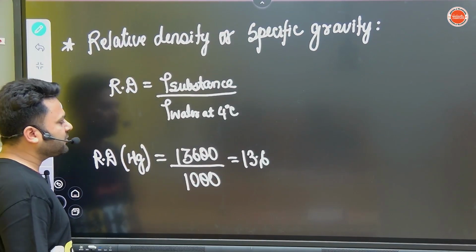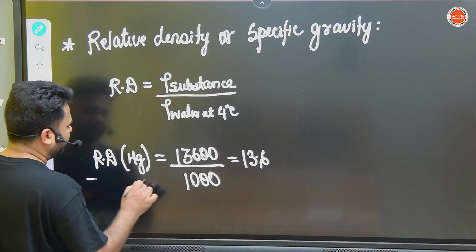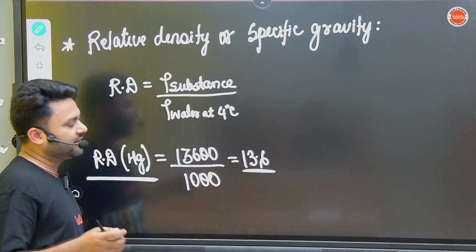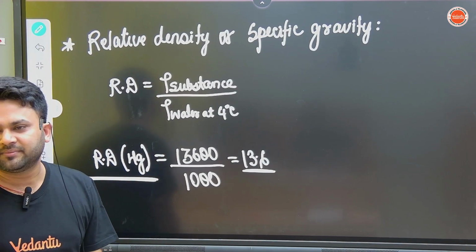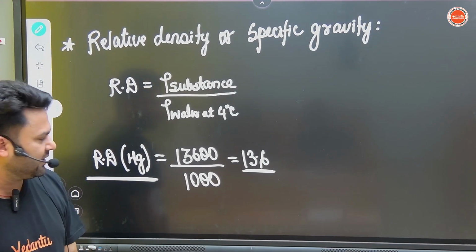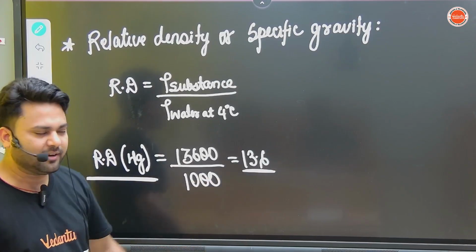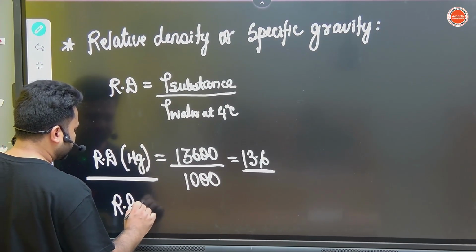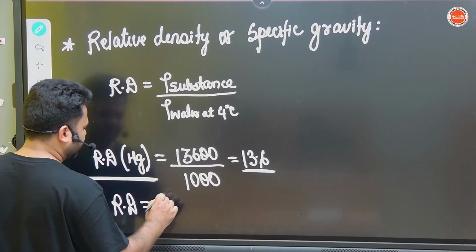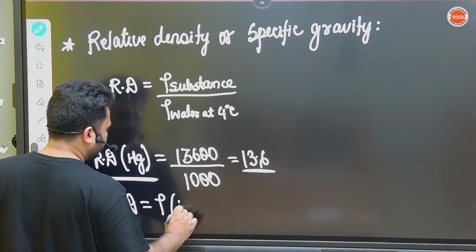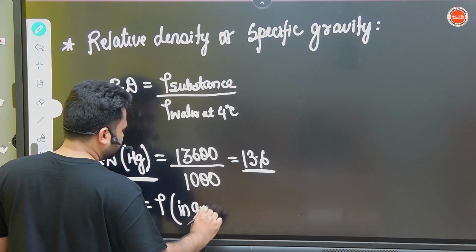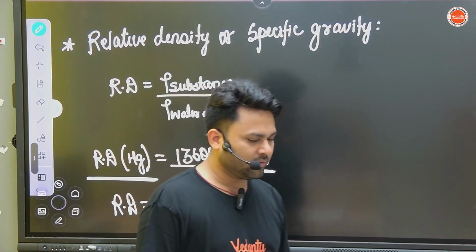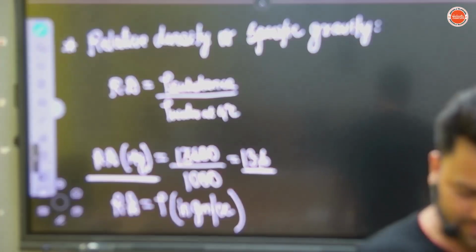One more thing you can observe is that the relative density of a substance is basically its density in gram per cc. What was the density of mercury in gram per cc? Just now we calculated 13.6. So you can write that the relative density of a substance is its density in gram per cc. Write it down if you want to.